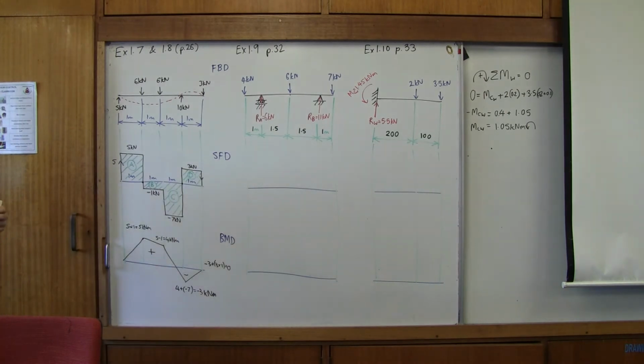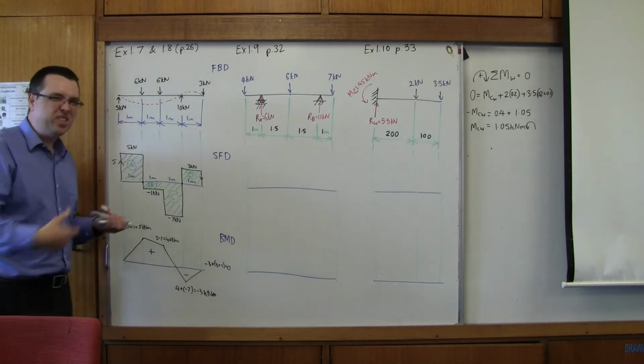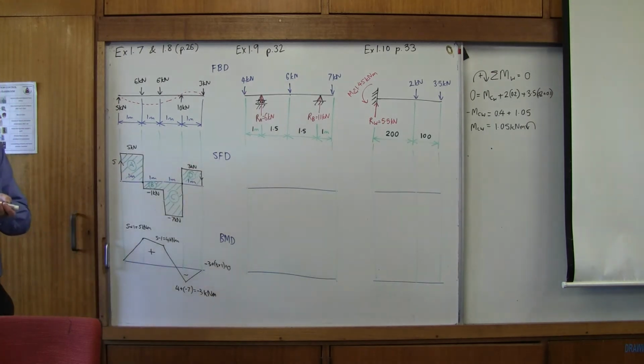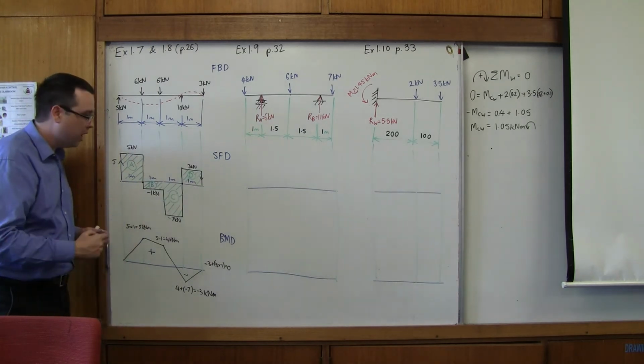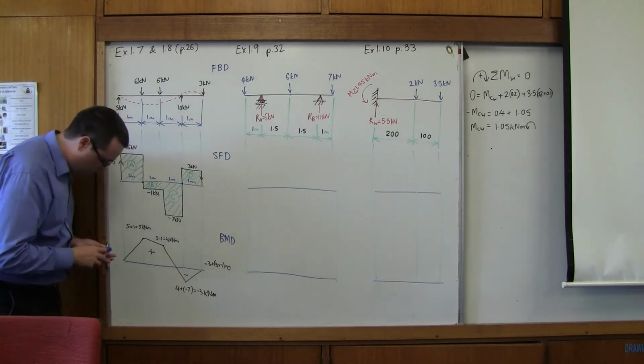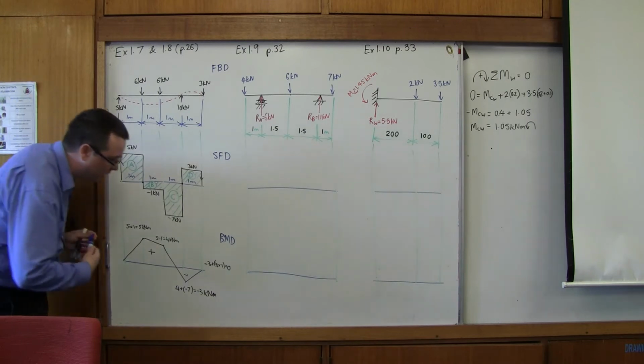Now, why that matters is if this was a concrete beam. For a steel beam, it doesn't really matter, just as long as you can deal with the biggest absolute value, that's all that matters. But for a concrete beam, it does really matter because what you're going to do is put steel in the beam.